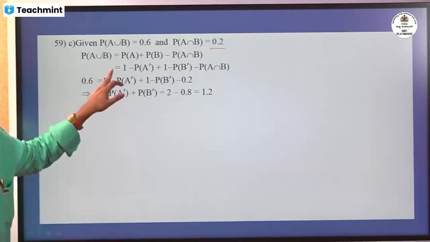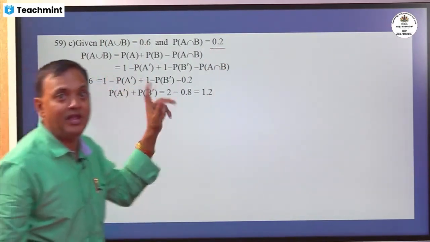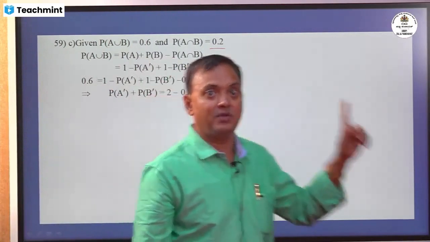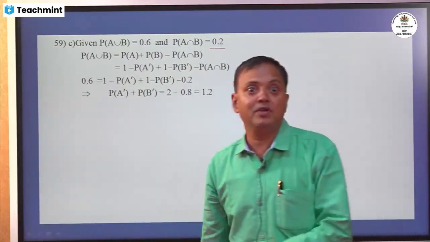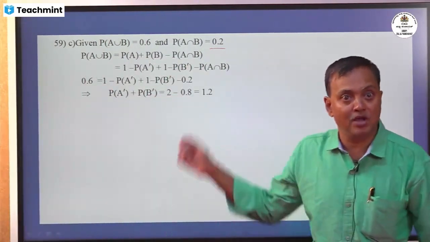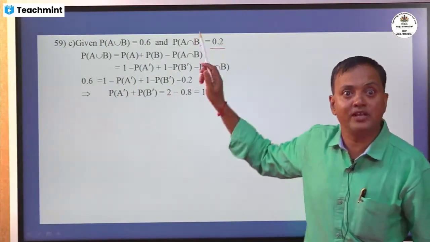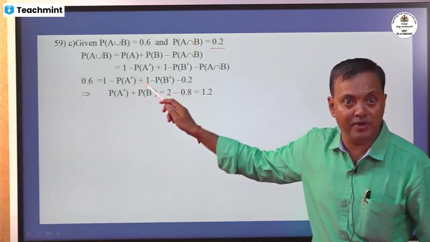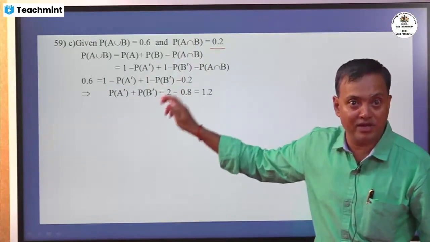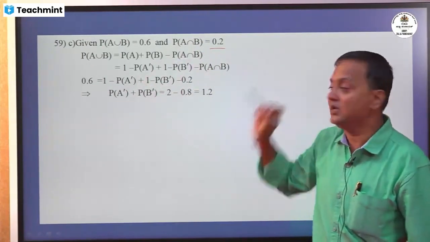By formula, what is the probability of A union B? P of A plus P of B minus P of A intersection B. But we want P of A dash and P of B dash, not P of A and P of B. So what is P of A? 1 minus P of A dash. What is P of B? 1 minus P of B dash. Then minus P of A intersection B.